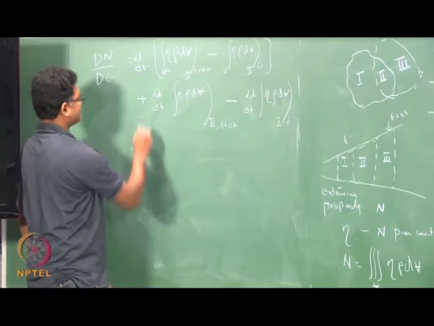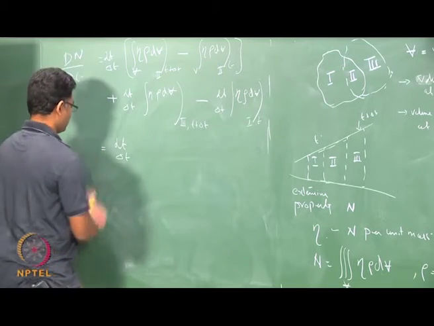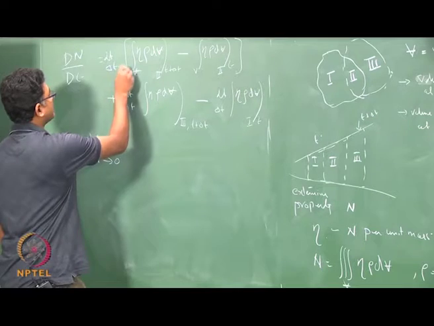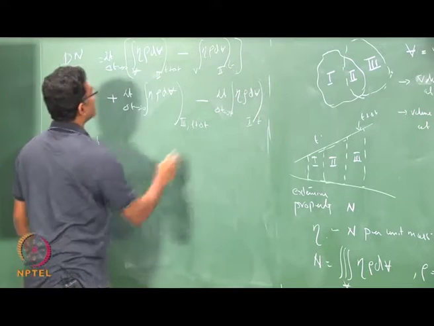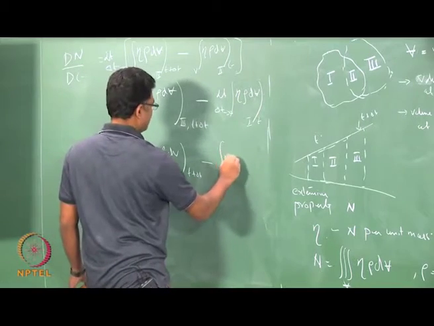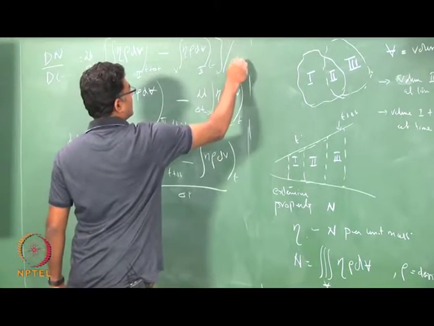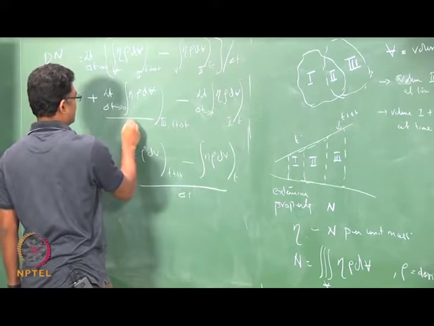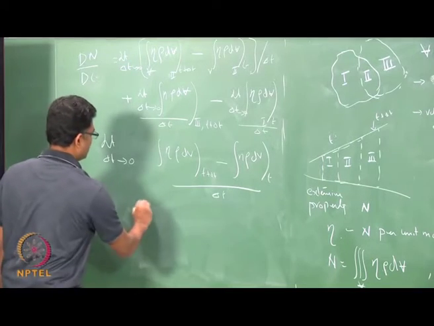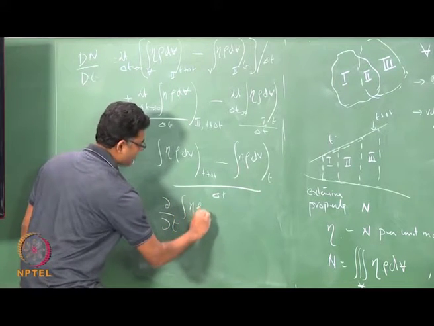So, the first part: limit delta t tending to 0 of the integral of eta rho dV at t plus delta t minus the integral of eta rho dV at t, divided by delta t. This is the definition of the differential, dou by dou t, of this quantity, which is the integral of eta rho dV.